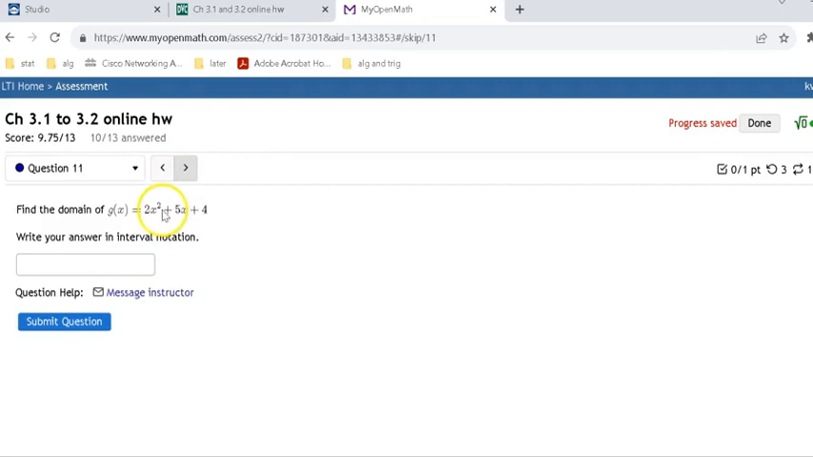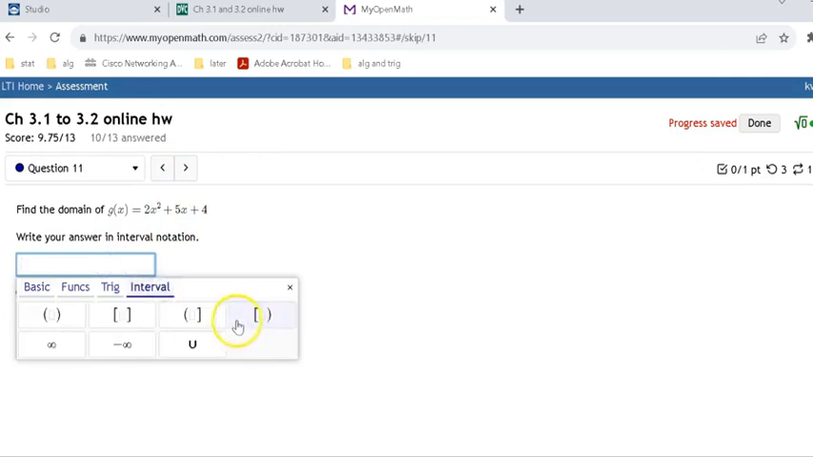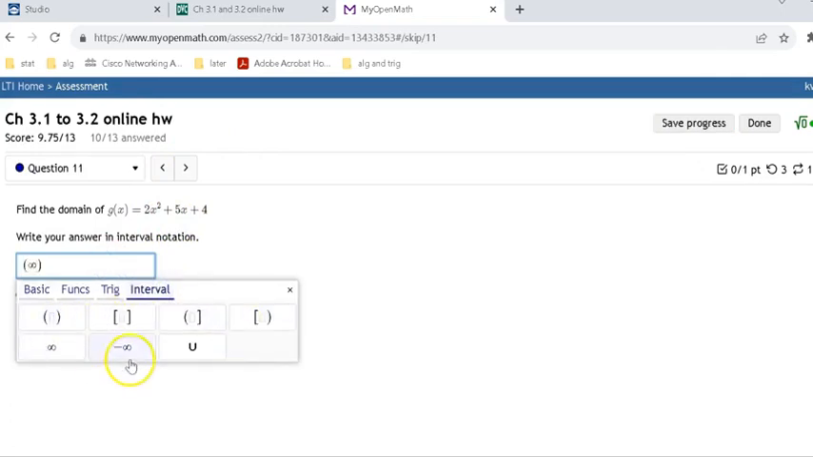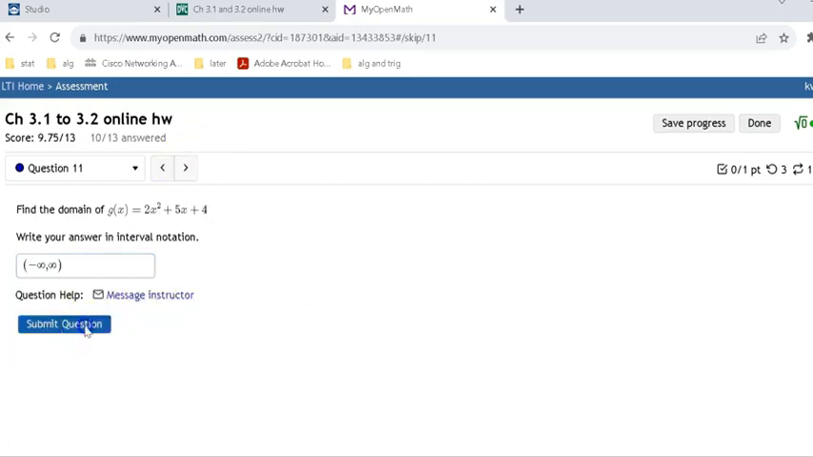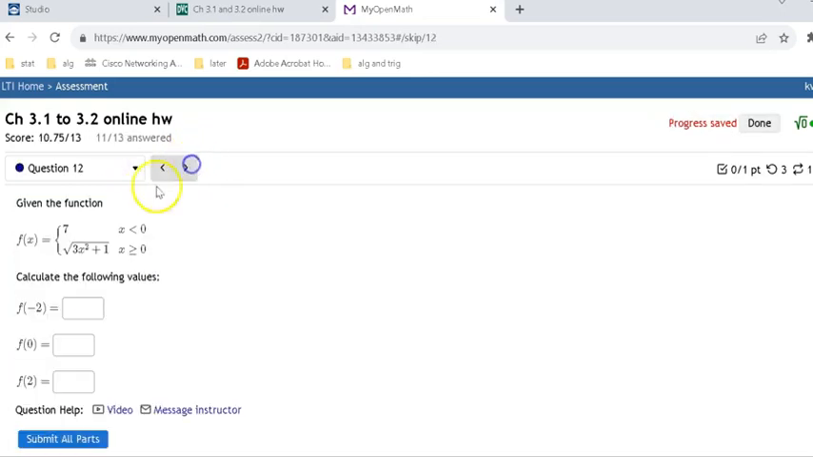Find the domain of 2x squared plus 5x minus 4. Well, this is not a denominator, it's not a square root, so it's very easy. It's just all real numbers, from negative infinity comma infinity. Just all real numbers. If it is just a formula, you can plug in anything you want.